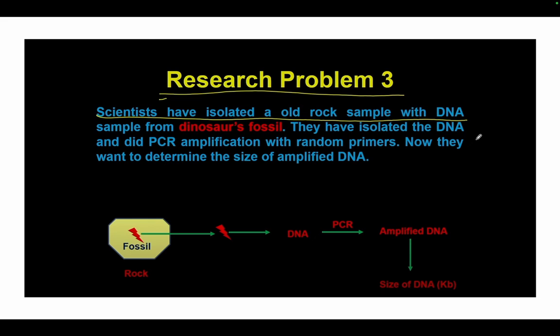Okay, so this is the first problem. It is very straightforward. We have an old rock sample with a dinosaur fossil in it. Obviously, we don't know the sequence of the DNA in the dinosaur fossil. So what they've done is taken random primers and done PCR amplification. Now they want to determine the size, and obviously, if I want to determine the size, I should run it on a gel. I will get some bands which will allow me to determine the size of this amplified DNA. So this is a very straightforward problem.